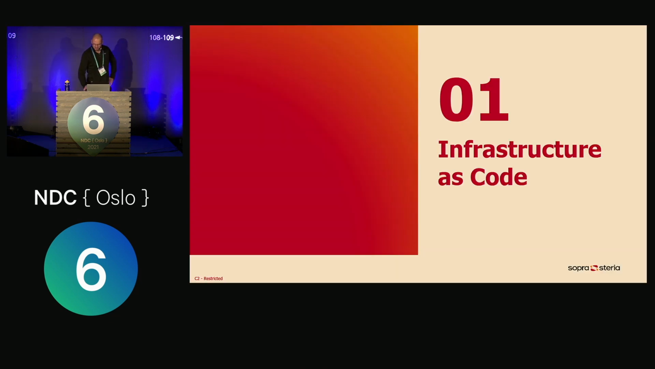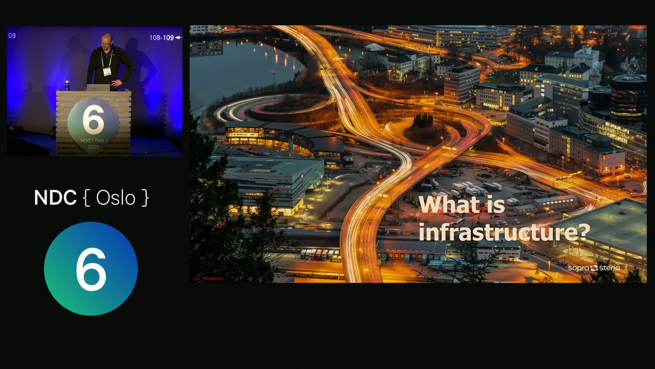So, infrastructure as code, what is that? And what is infrastructure? I like to use this city analogy to explain it, because in a city you have roads and bridges to move people or goods. And in the same way, in an IT system, you have queues or service bus to move data. So just like for a city, in an IT system, you need infrastructure for it to function.